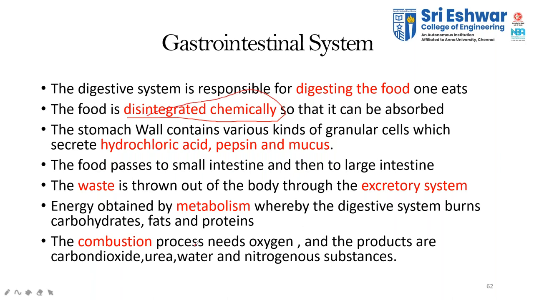The stomach wall contains various kinds of glandular cells, which are used to secrete hydrochloric acid, pepsin and mucus. These are the chemical actions used for digestion. It is also used to extract the waste through the excretory system. The waste is thrown out of the body through the excretory system.